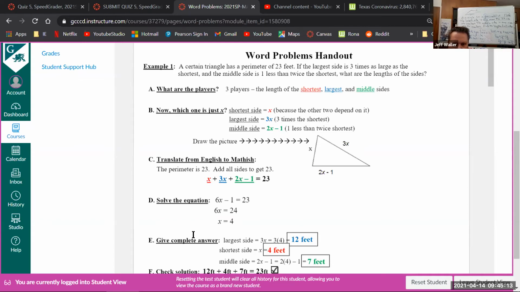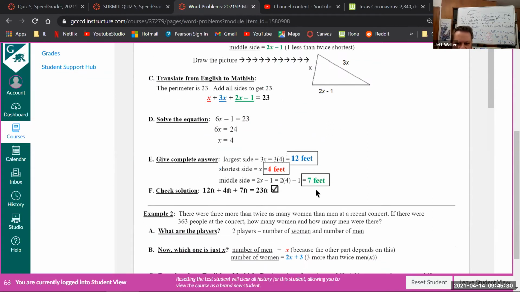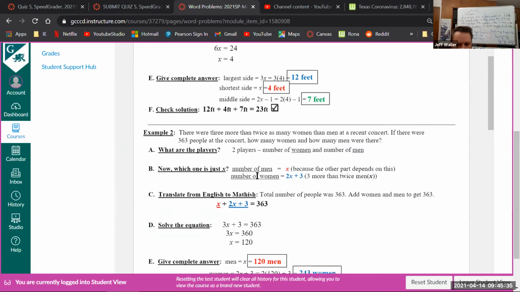It shows you all the steps. What are the players? Which one is just X? Draw the picture if it makes sense. Translate from English to Mathish. That was this step here, setting up the equation. Solve it. Give the complete answer. Check it. I like it. And then they give you another example and another situation.